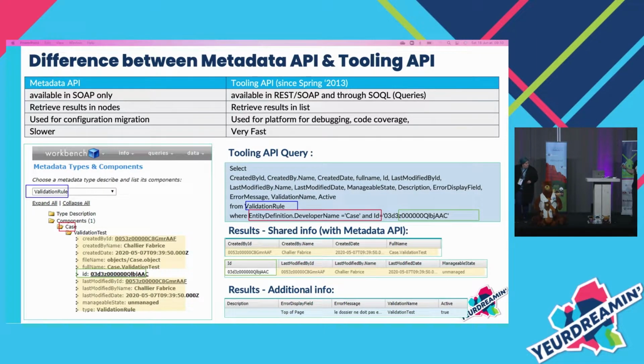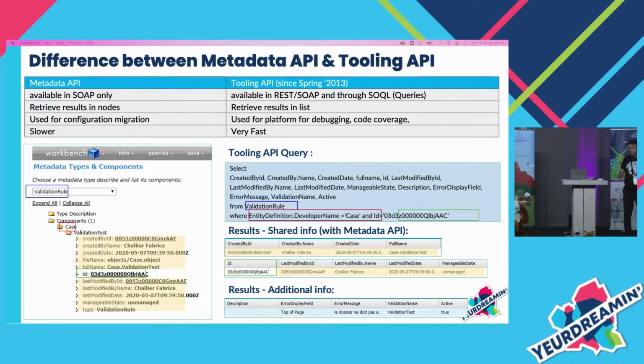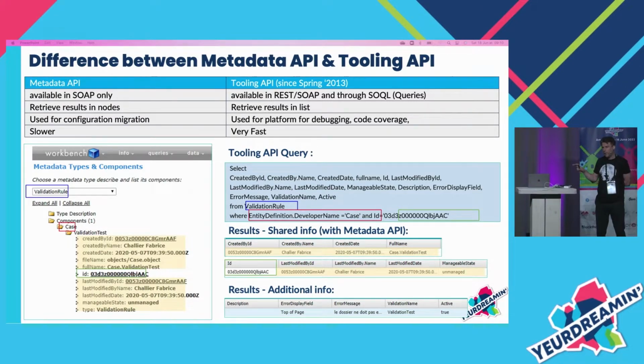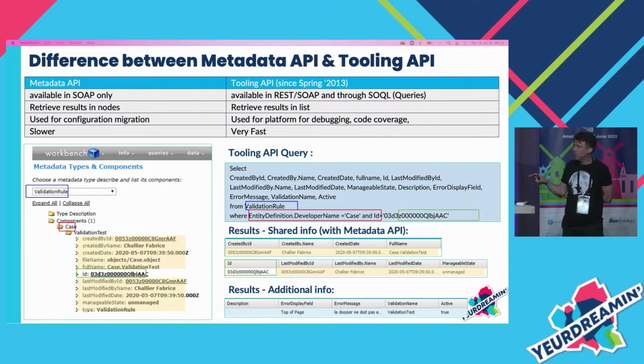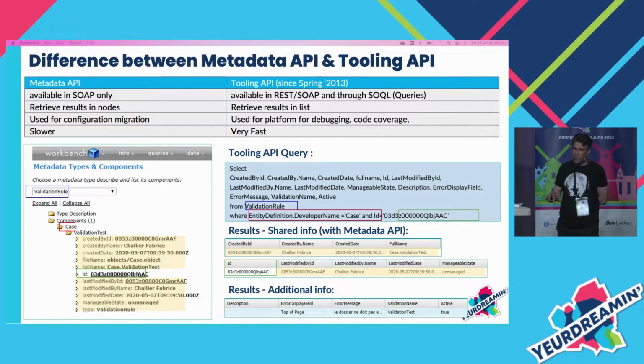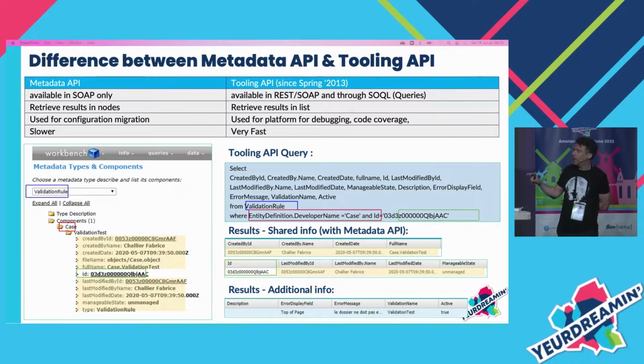Other things you have to know: if you want to grab the file name or the full name, you have to go through the Metadata API. You won't have this information easily with the Tooling API. So if this is what you want, the Metadata API is the one you need to use. Except for this, you can use the Tooling API for most of the information you could need. And if you need some detailed information, you will go back to the Metadata API. It's the easiest way to do it.